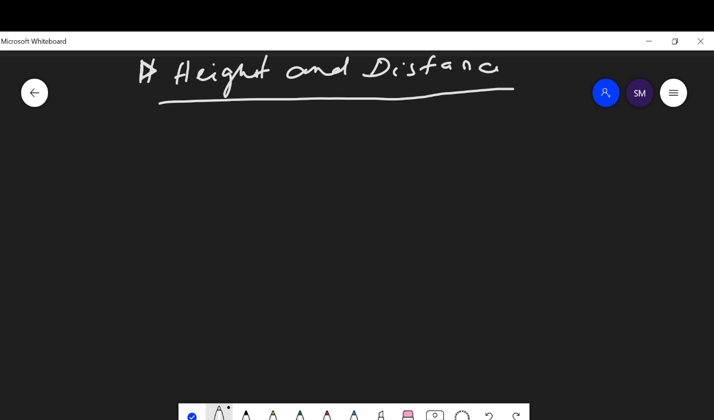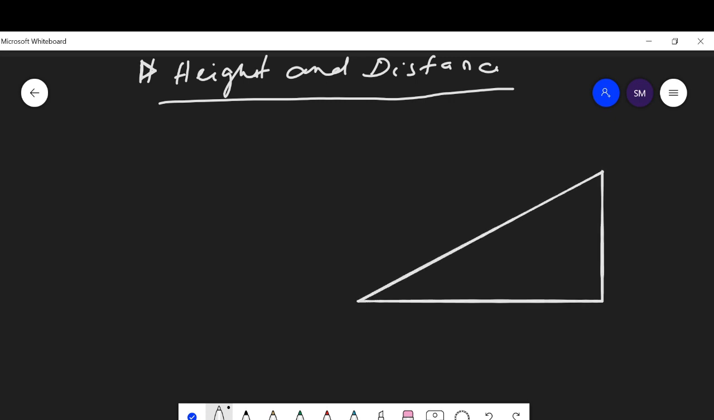Suppose this is a line and here is a tower. Then if you join this, it is called the angle of elevation. When someone has to see from here to the point of the tower, then this angle is called the angle of elevation.